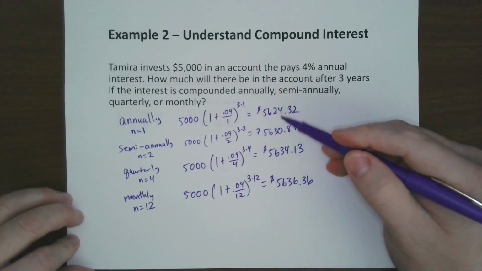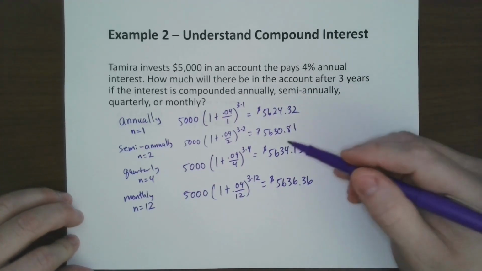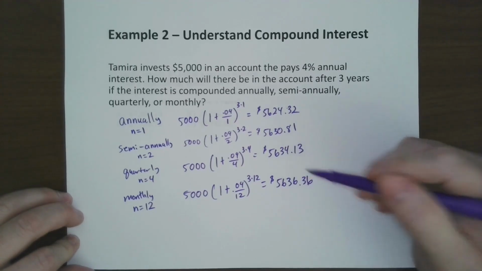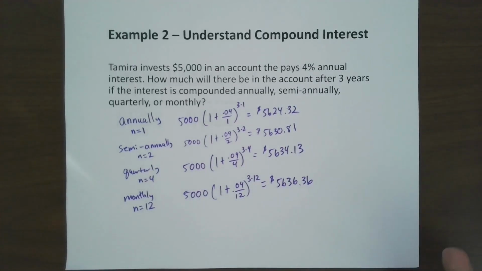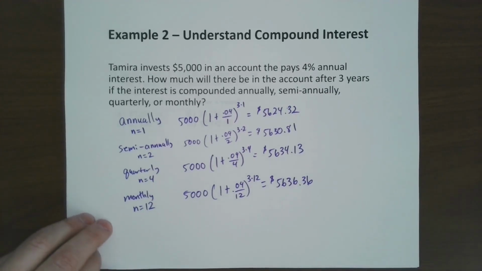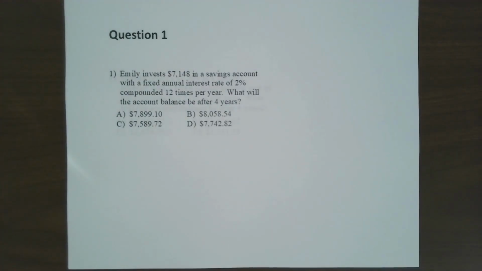Now, if you notice, as we compound more and more, the difference between the numbers gets less and less. Between these you get 6 extra bucks, here you get 4 extra bucks, here you get 2. So you can imagine the more you compound, the smaller the increase you get. But it is quite a bit from yearly to monthly. So monthly is actually pretty good, depending on whether you're saving or spending. Go ahead and try this problem.